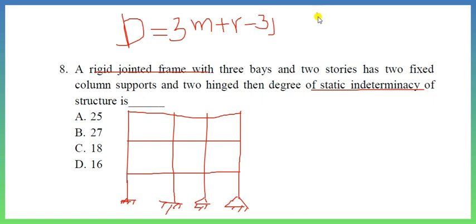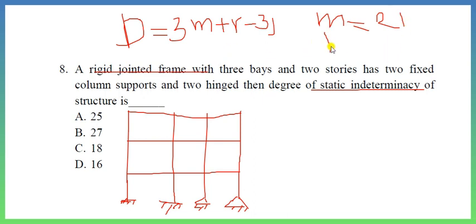So first of all, I will calculate the members, that is m. So how many members are there? So see here: 1, 2, 3, 4, 5, 6, 7, 8, 9, 10, 11, 12, 13, 14, 15, 16, 17, 18, 19, 20, 21. So the number of members is 21.